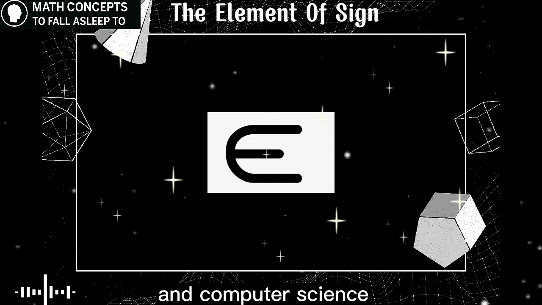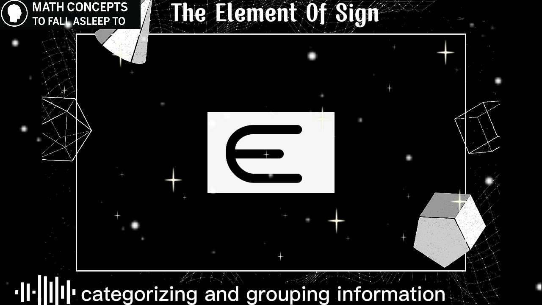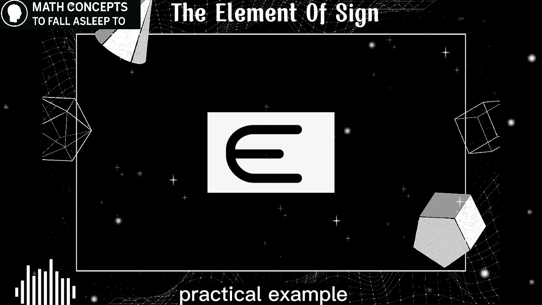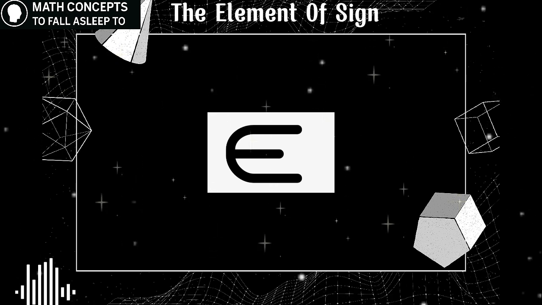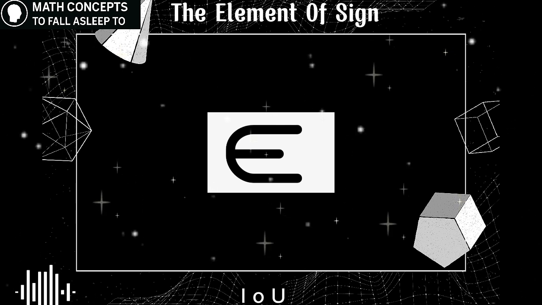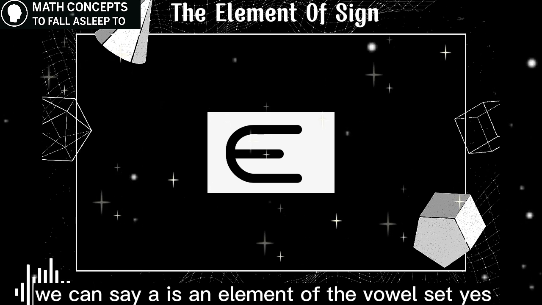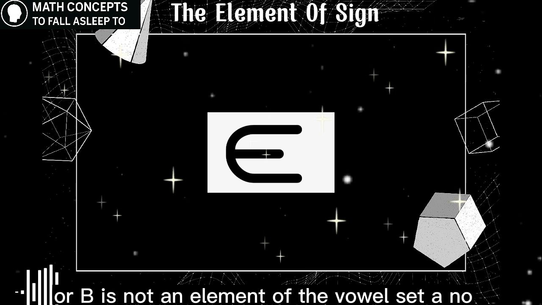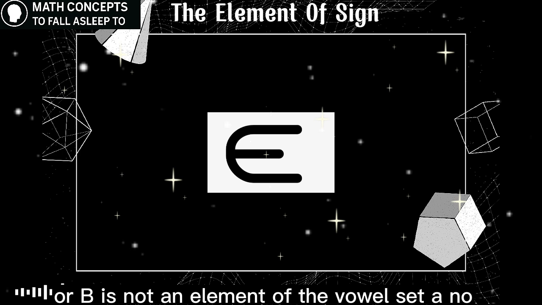statistics, and computer science. It's the foundation of sorting, categorizing, and grouping information. Practical example. Let's say we have a set of vowels. The set is A, E, I, O, U. We can say A is an element of the vowel set. Yes. Or B is not an element of the vowel set. No.